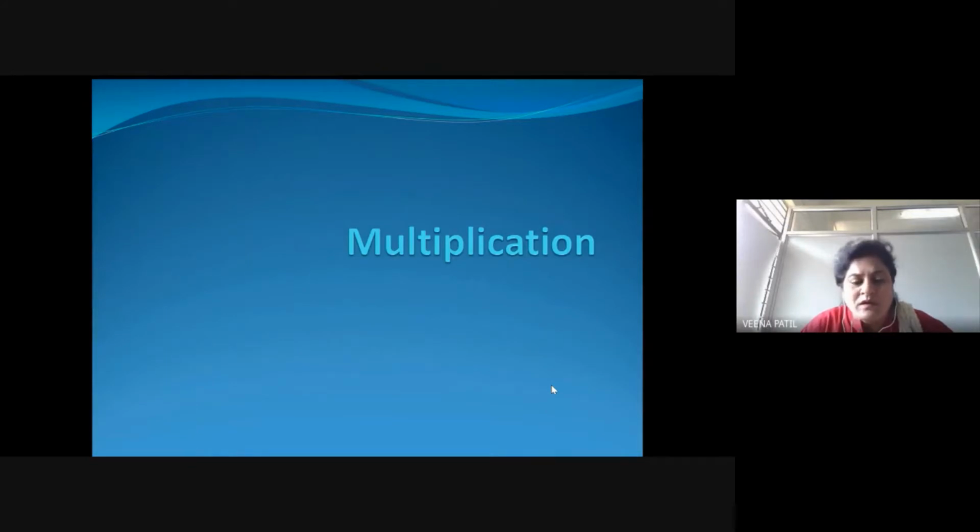Multiplication is nothing but repeated addition. If I am performing multiplication of 2 into 2, it means the number 2 has to be added 2 times. If I am performing 2 into 4, it means the number 2 has to be added 4 times. So repeated addition is nothing but multiplication.